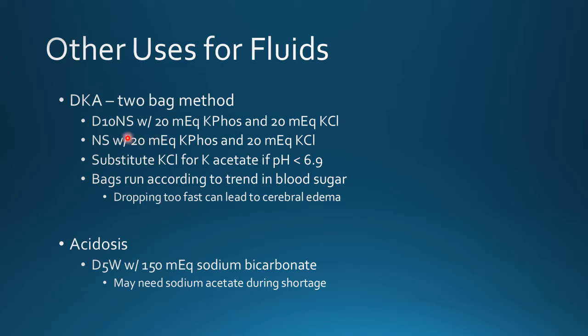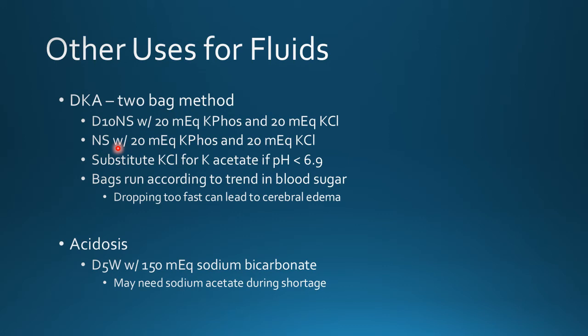So typically what I might do for those patients, I'll do something like D10NS with 20 milliequivalents of K-phos. K-phos just being potassium phosphate, because usually those patients in DKA are diuresing a lot and they lose a lot of phosphate. And then 20 milliequivalents of KCl. Okay, so I'll mix those two together, and then I'll have another bag running concurrently. It'll just be NS with 20 milliequivalents of K-phos and then some KCl as well.